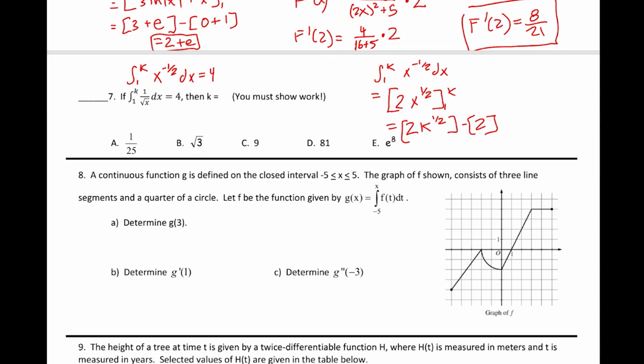Now, that's what the definite integral equals. And it said at the beginning that this equals 4. And so this is how we're going to find k. So we're basically going to set up an equation. 2 times the square root of k minus 2 equals 4. Add 2 to both sides, get 2 root k equals 6, divide both sides by 2, so we get root k equals 3. So if we square both sides, we get k equals 9, and so our answer is C.